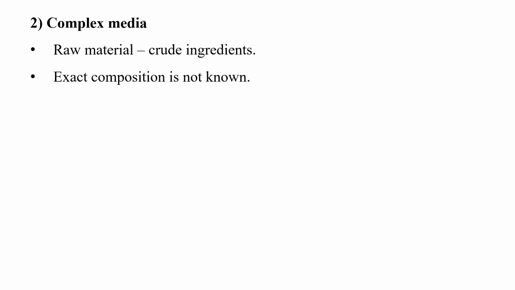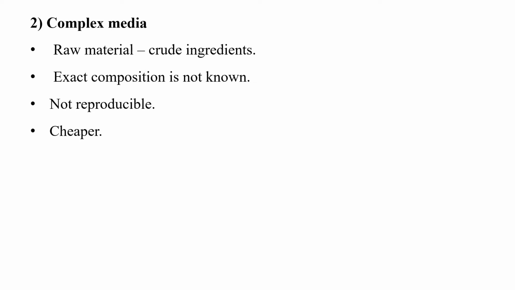The next type of media are complex media. In that case, we are making use of raw material for the formulation of such media. And as the raw material consists of crude ingredients, we are not aware of the exact composition of the chemicals which are present within that media. So in the case of complex media, the exact composition is not known. They are not reproducible as we are unaware of the exact composition of the chemicals.